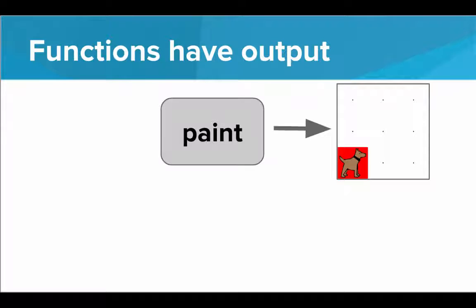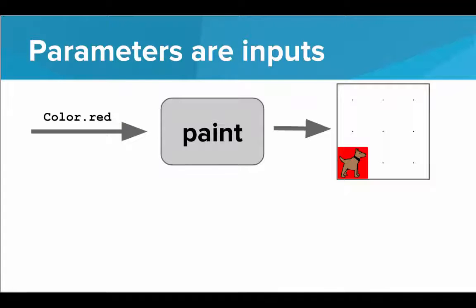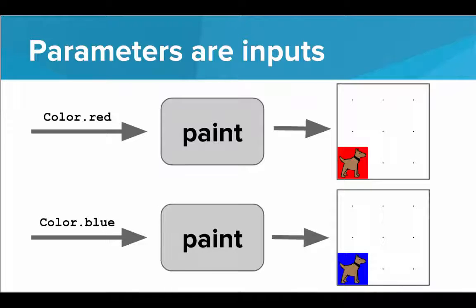So if you think about it, functions have output. If we call paint, this will have an output on the world. It will have an effect on the world. Karel will paint the world a certain way. Now the parameters are inputs into the function. So if we pass a parameter, color.red, as an input to paint, then the resulting paint will be red. If we pass as input color.blue, then the resulting paint will be blue. All functions have outputs, whether it's move or turn left or paint, but certain functions take inputs.